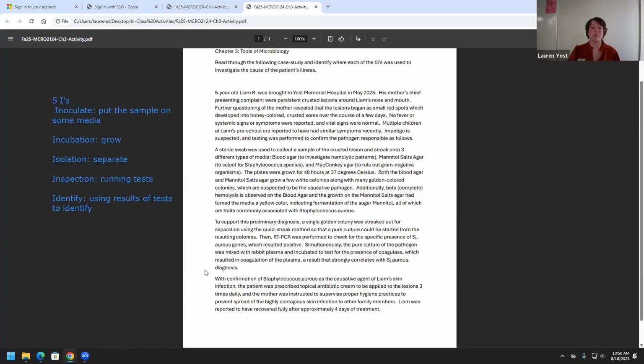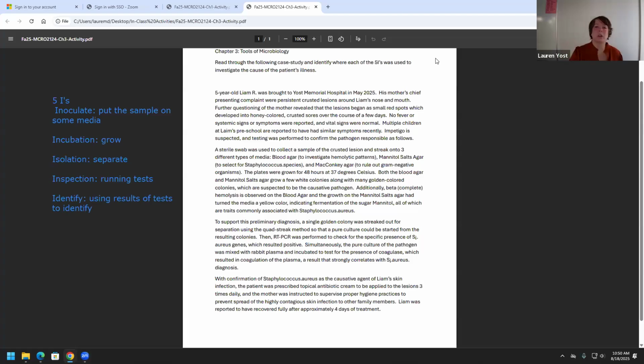With confirmation of Staph aureus as the cause of Liam's skin infection, the patient was prescribed antibiotic cream applied to the lesion 3 times daily. The mother was instructed to perform proper hygiene practices to prevent it from spreading throughout the family because it is pretty contagious. And he resolved. So that's your little case study there.